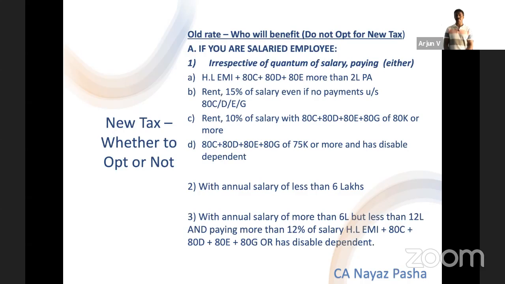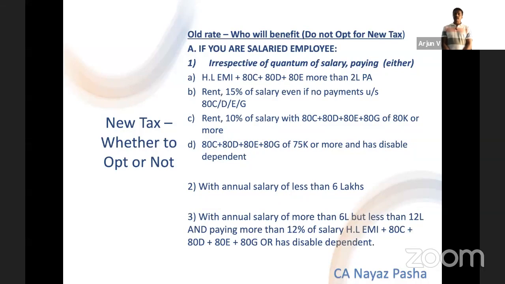When I say you satisfy any one of A, B, C, D, done. Don't bother with your salary, continue with the old rates. Do not opt for the new rate; it will be detrimental and you'll end up paying more taxes. What are these? HL is housing loan EMI, ATC is the specified savings, ATD is insurance premium, ATE is interest on education loan. All put together, if you already have a commitment of 2 lakh rupees, then do not opt for the new rate. You are better off in the old rate. In fact, many times it is the indifference point.